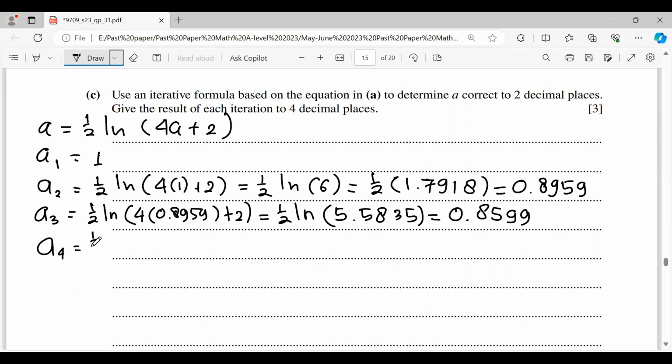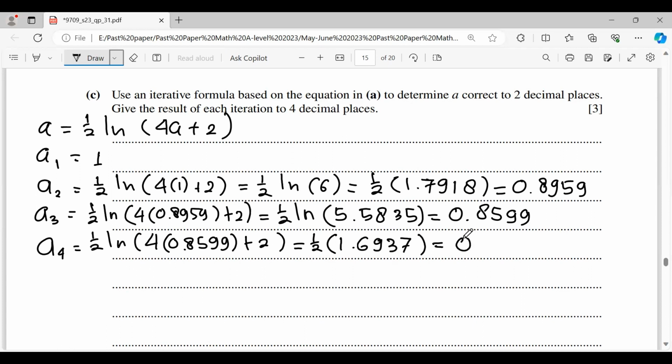The next a, half ln of 4 times this number, 0.8599, plus 2, half times how much? Okay, this is 1.6937. So half times this number is 0.8469.